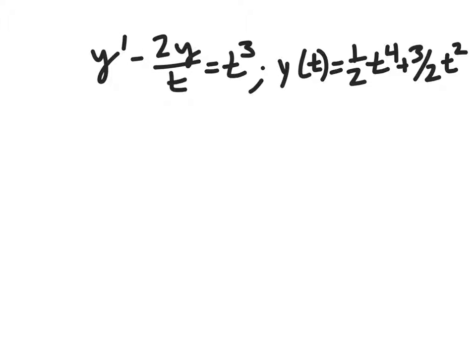All right, so we're going to look at a more complicated one here and see if we can figure out if, given this differential equation, y prime minus 2y over t equals t cubed, it has this solution y. Okay, so here is my y, 1/2 t to the 4th plus 3/2 t squared. So the question is, does y satisfy this equation? In order to get at that, we need to look at each of the pieces, right? We need to take y prime, and subtract 2 times this function y divided by t. Do we end up with t cubed or not?